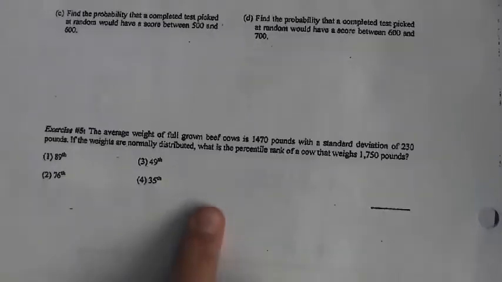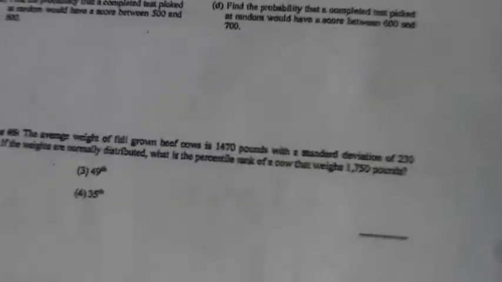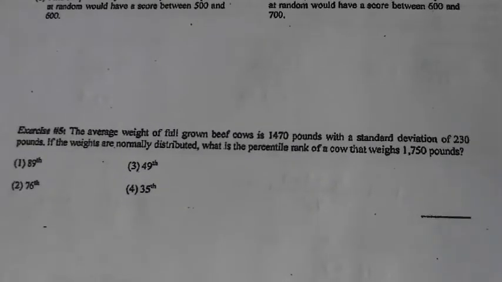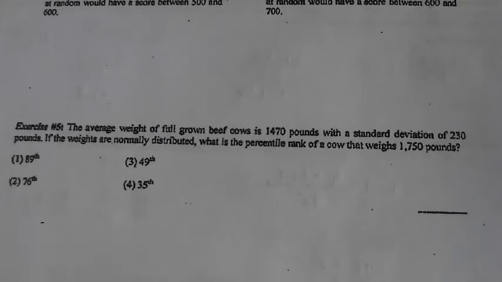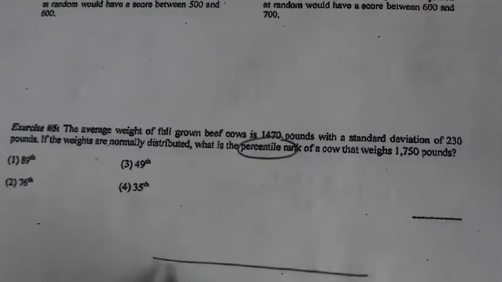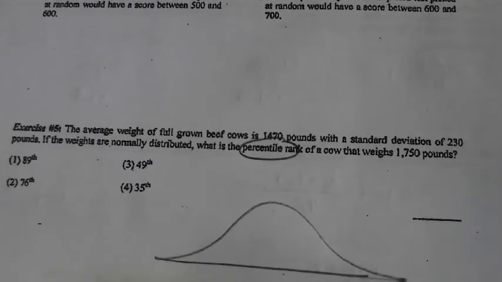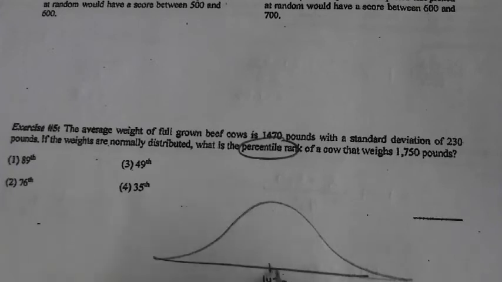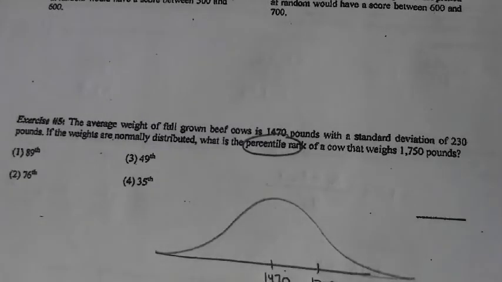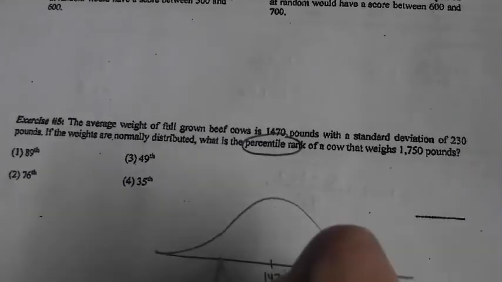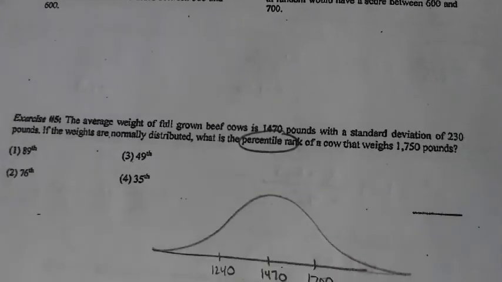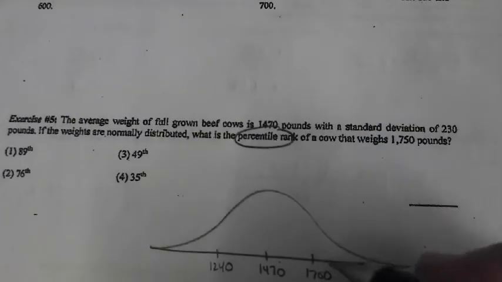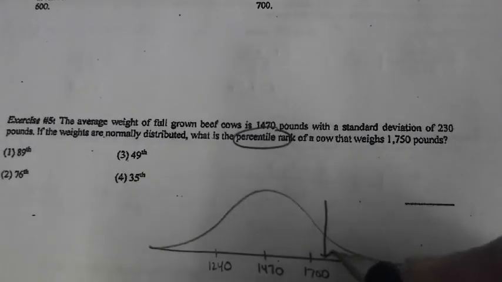Let's jump to just a multiple choice. Average weight of full-grown beef cows, given. Standard deviation, given. If the weights are normally distributed, what is the percentile rank? So, again with understanding percentile. The average is 1470. The standard deviation is 230. So I'll just do 1470 plus 230. 1700 is one standard deviation above. And 1240 is one below. They want the percentile rank of a cow that is 1750. So that would fall right about here.